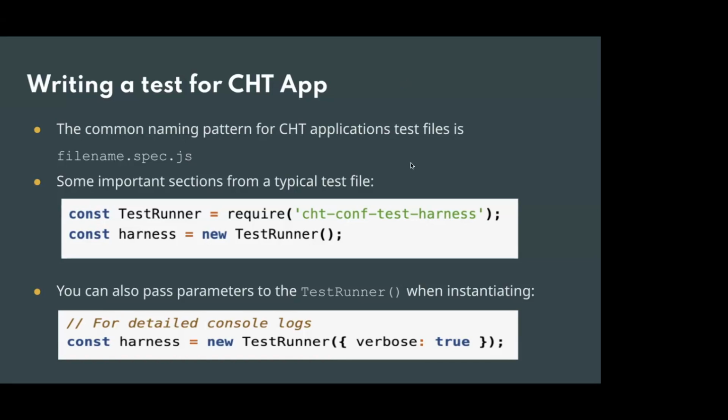Okay, but one of our common naming patterns while testing a CHT application is to name the file in this kind of pattern: filename.spec.js, so that all files with this specific extension can be referred to in our scripts or in the different tools we are using to run the tests.